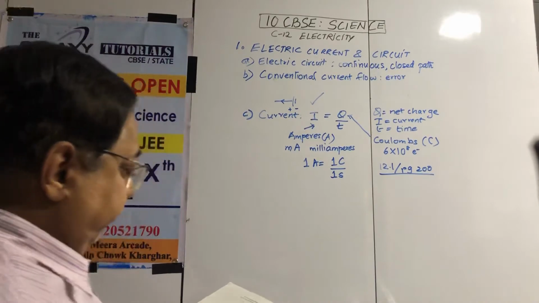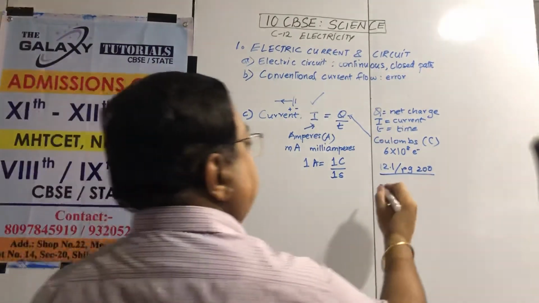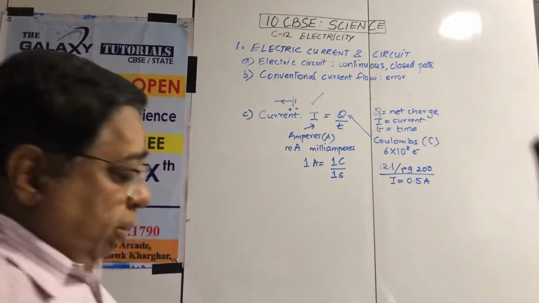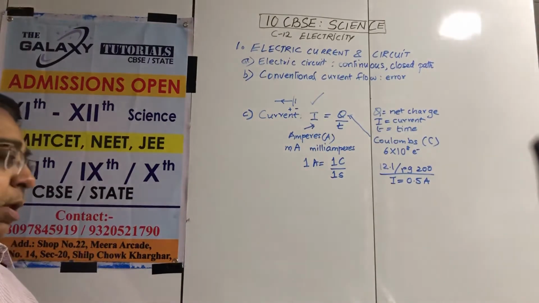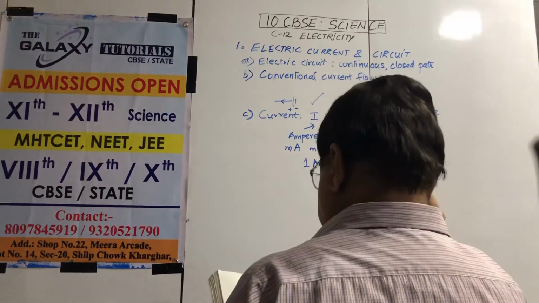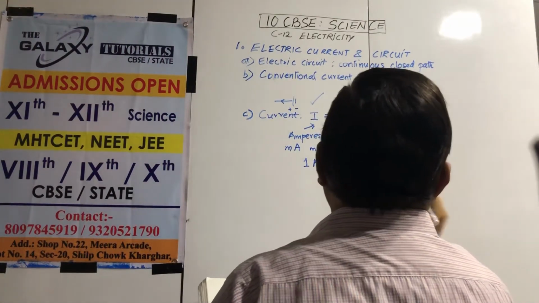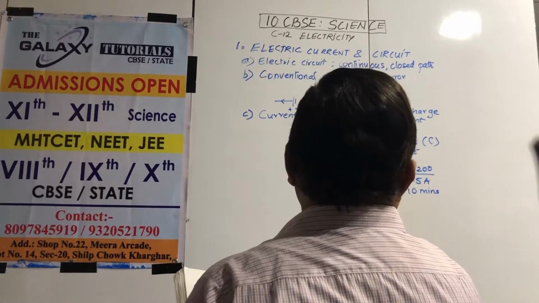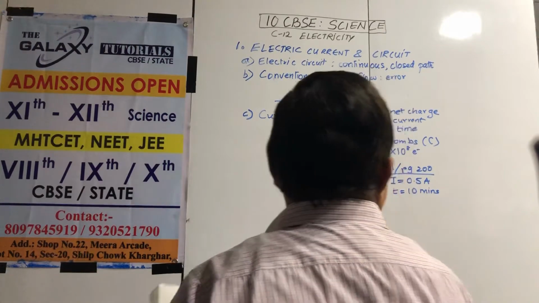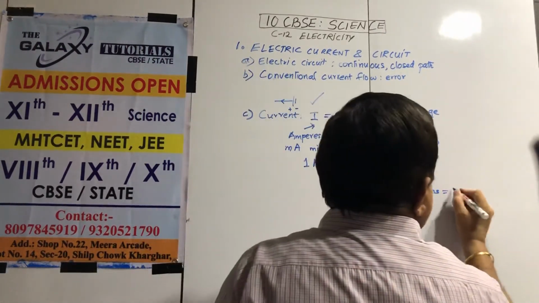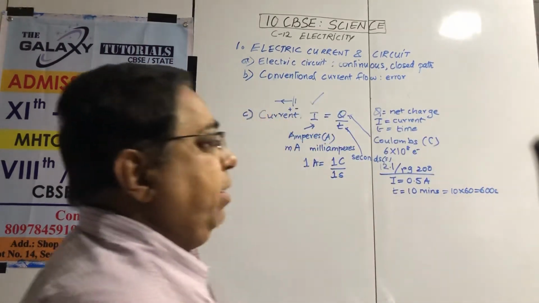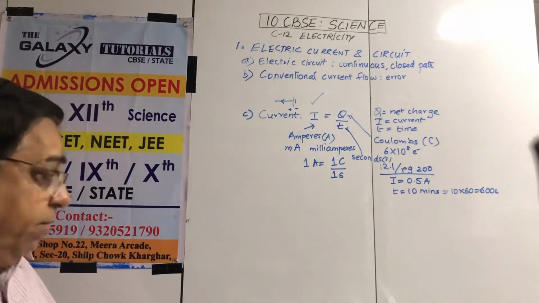A current of 0.5 ampere, I is 0.5 ampere, is drawn by a filament of an electric bulb, for 10 minutes. T is 10 minutes. Please remember, time should be in seconds. Never forget. So 10 minutes is 10 into 60, that is 600 seconds. Always keep them ready in units, otherwise the sum will never come correct.